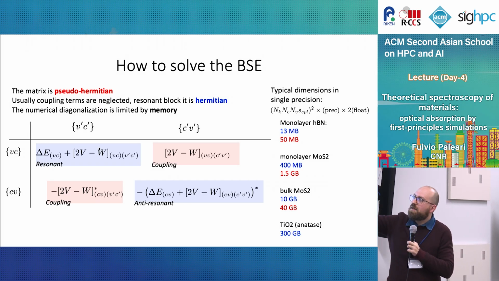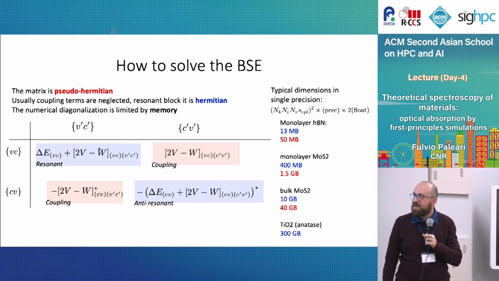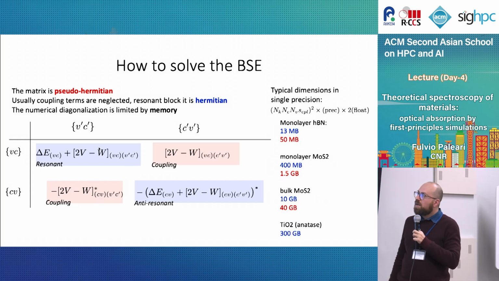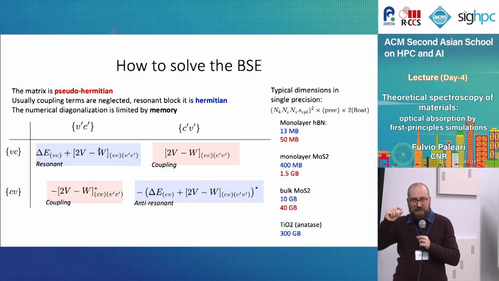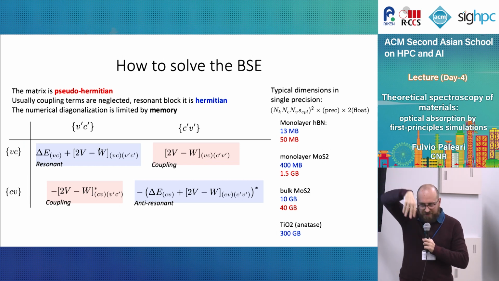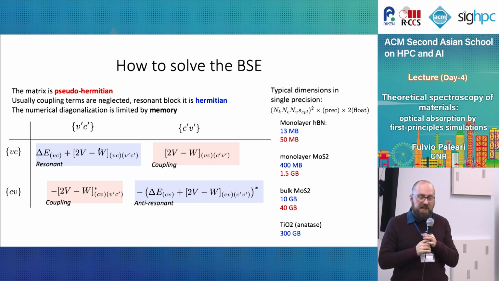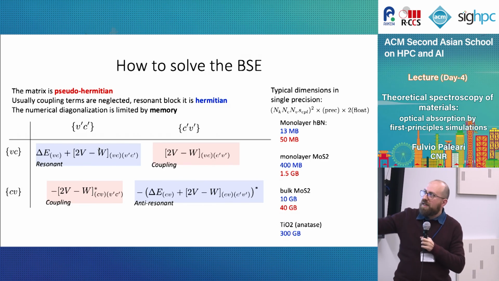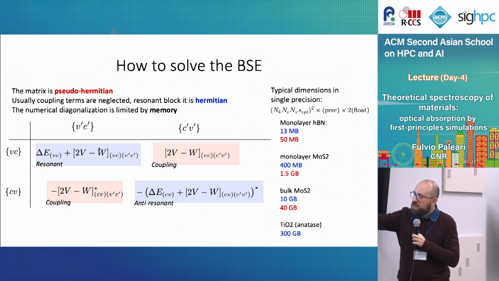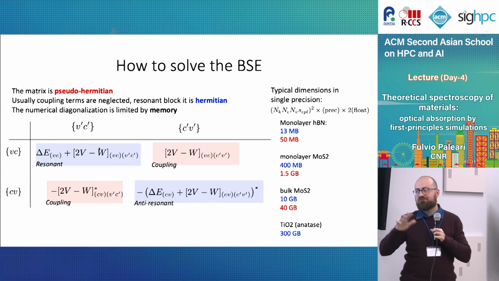So it's 400 MB only the resonant, and then it breaks 1 gigabyte in size if you do the full. What if we consider the bulk case? We take one layer of MoS2, we put another, and then repeat it to infinity. This is useful for several applications, and in some of these, you have to consider the full pseudo-Hermitian matrix. You see, we already want to load and diagonalize 40 gigabytes.